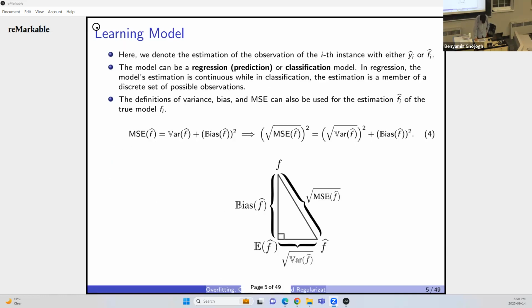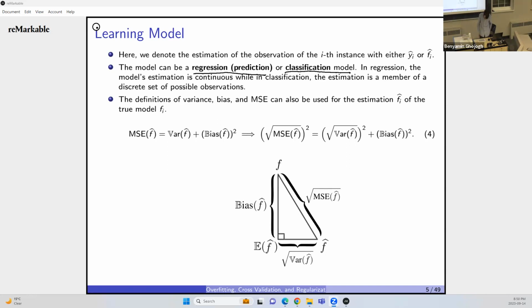Now, this learning model, by the way, can be any model: a classification model, a regression model, a prediction model. It can be any model, and these yi hats are the predicted outputs or predicted labels for xi.